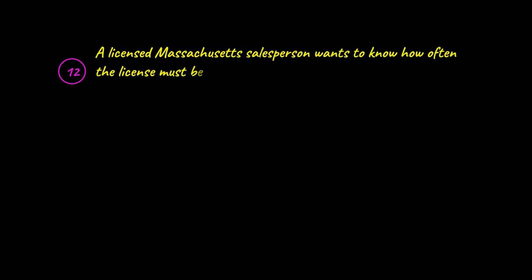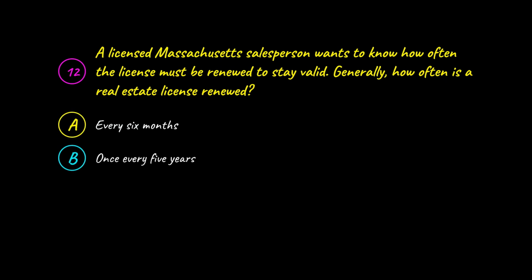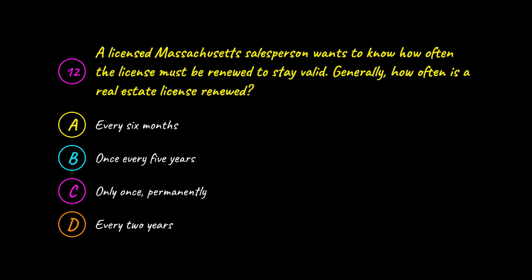Question 12. A licensed Massachusetts salesperson wants to know how often the license must be renewed to stay valid. Generally, how often is a real estate license renewed? Your options are A, every 6 months, B, once every 5 years, C, only once permanently, D, every 2 years. What's your answer? Commit to one before I continue.